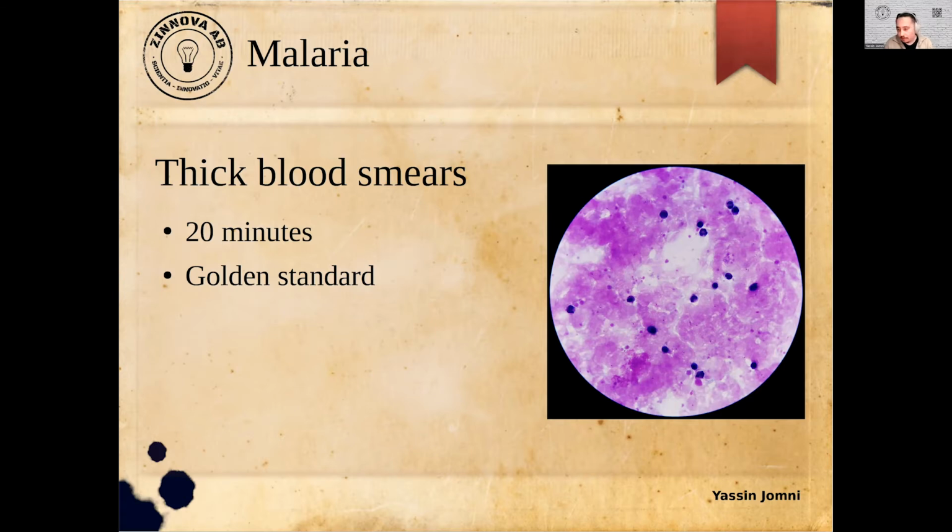So the red blood cells do not have a nucleus, so they don't get stained. So that's why you cannot see them. But this is the gold standard for malaria detection.